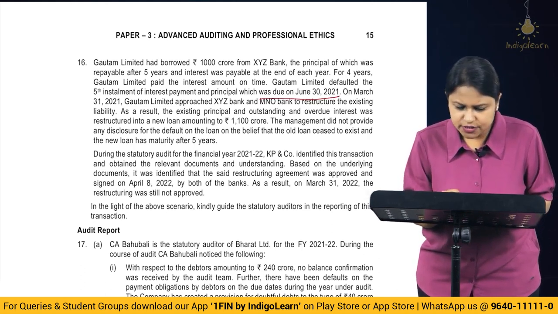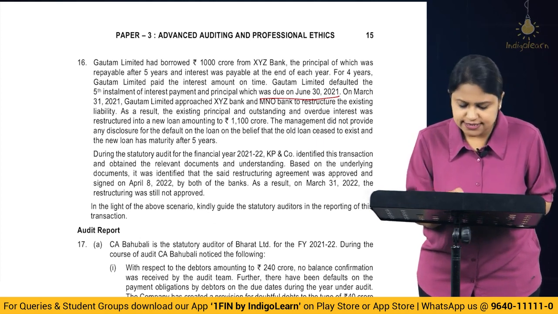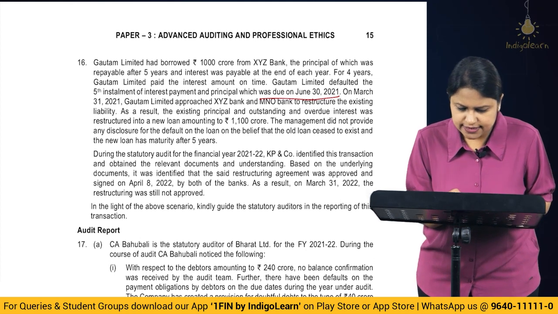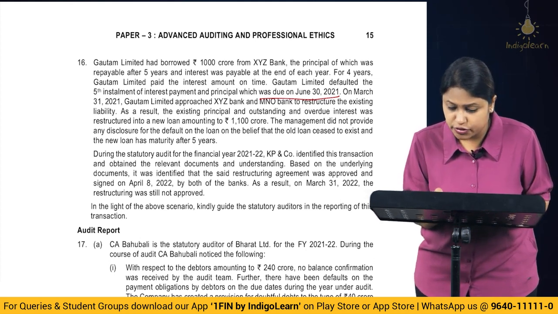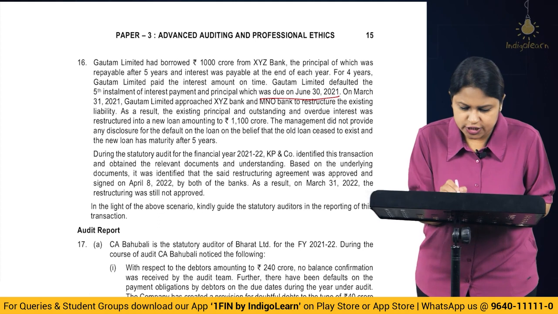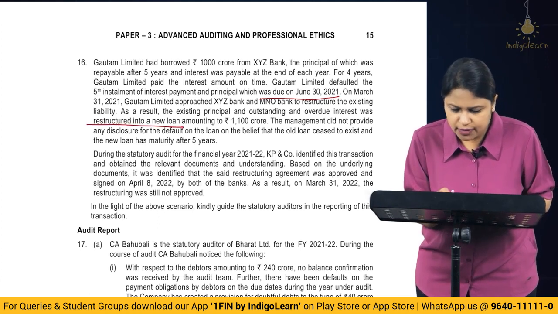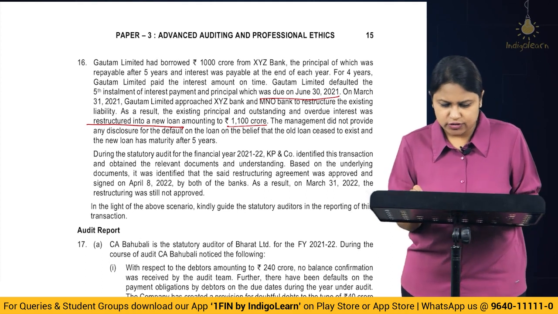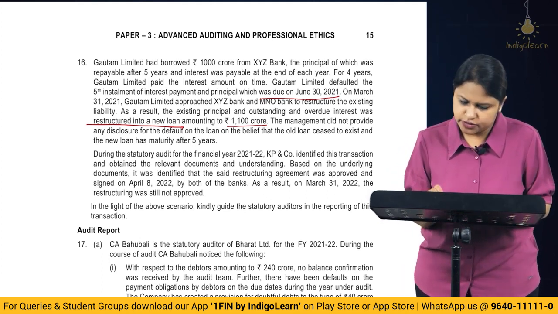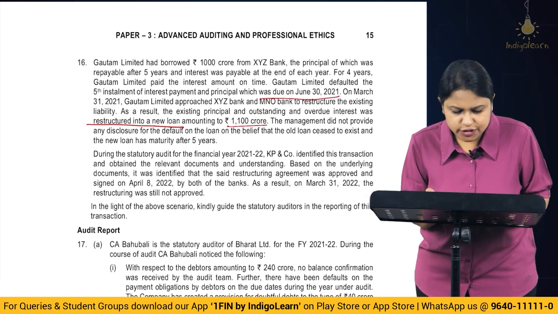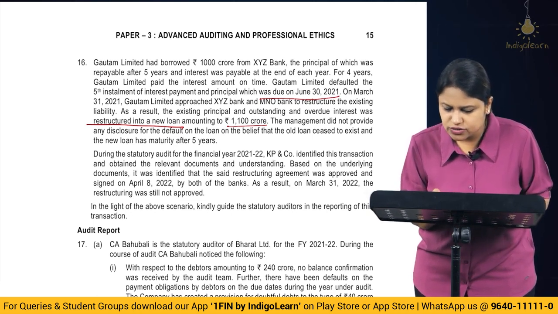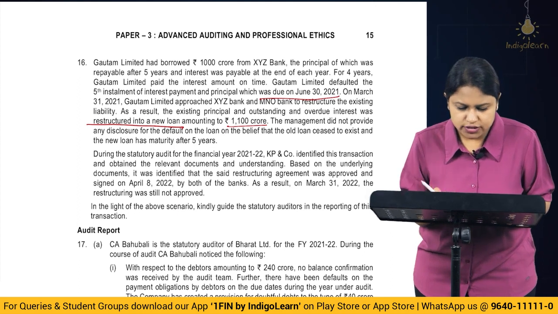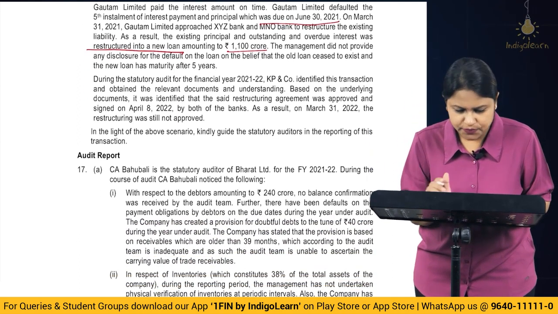On March 31, Gautam Limited approached XYZ Bank and MNO Bank to restructure the existing liability. As a result, the existing principal and the outstanding and overdue interest were restructured into a new loan amounting to 1100 crore, with all the interest, principal and overdue amounts rolled in. The management did not provide any disclosure for the default on the loan, on the belief that the loan ceased to exist and the new loan has a maturity after 5 years.